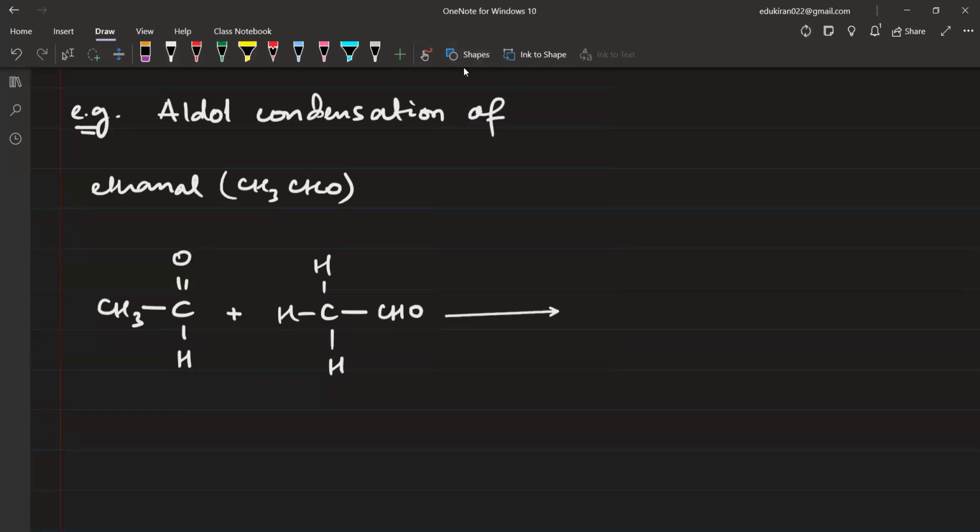प्लीज सी गाइस, this in the presence of dilute NaOH. Dilute NaOH. Please here, guys, don't write anything. Please here, don't write anything. You need to transfer this hydrogen to this oxygen.